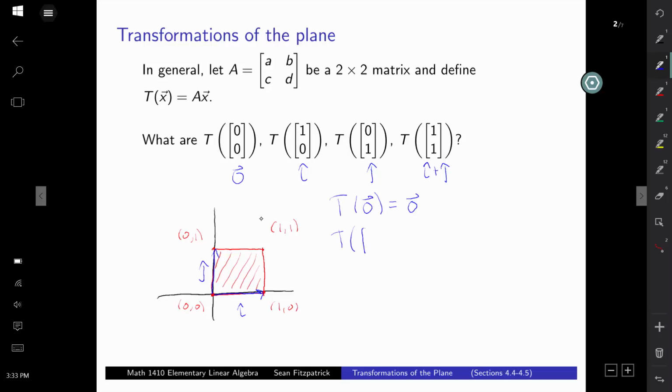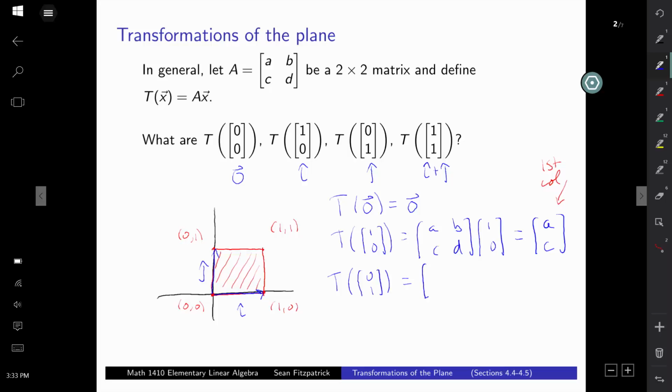What happens when I put in 1, 0? Well, let's actually work that out. The matrix a, b, c, d times 1, 0: I get a times 1 plus b times 0, so I just get a. Then c times 1 plus d times 0, I get c. You might have guessed this, I get the first column of A. And you can probably guess, if you haven't already, what happens when I plug in 0, 1. When I plug in 0, 1, I get the second column. Okay, so there's the second column.